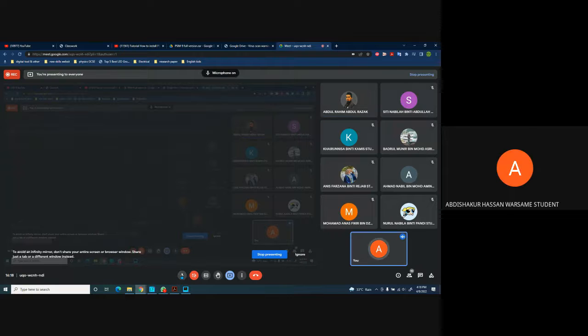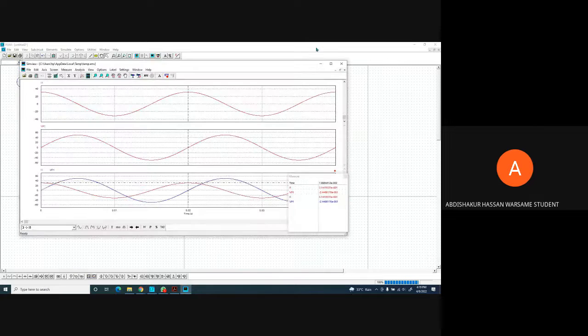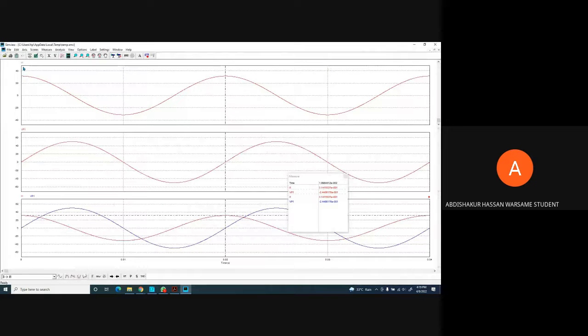Later I can share my screen. Okay. This one is for the capacitive load. Voltage and current and capacitor is here. So I tried simulating and I got this waveform for the current and the voltage.